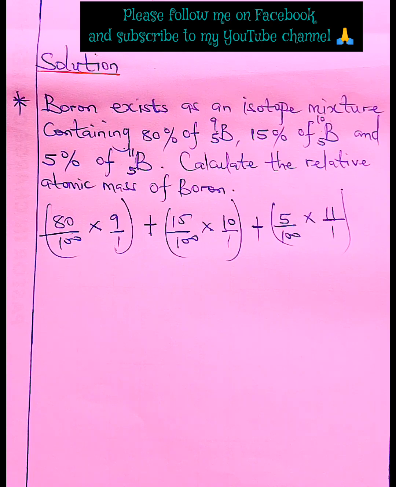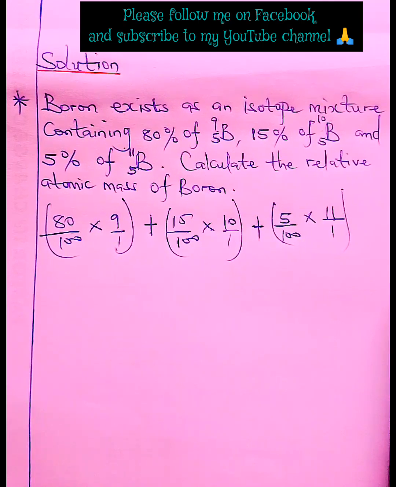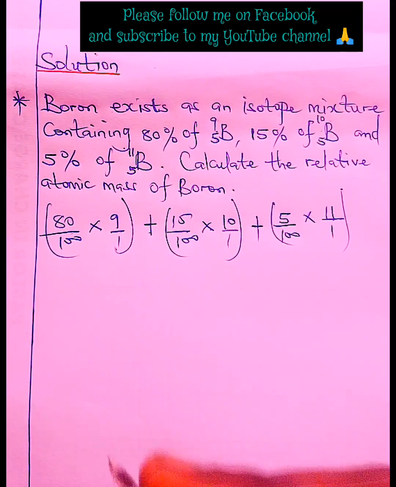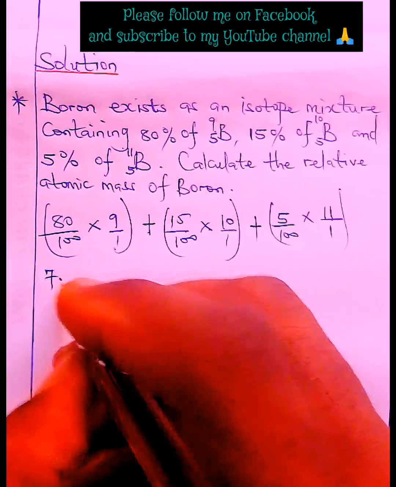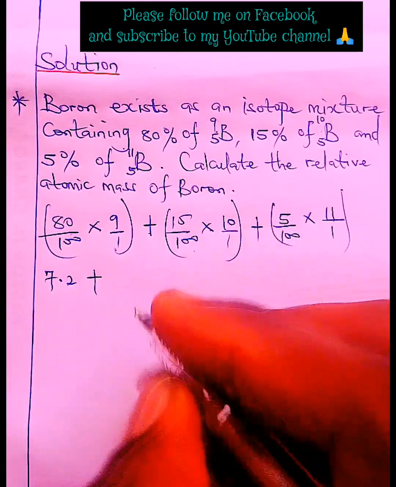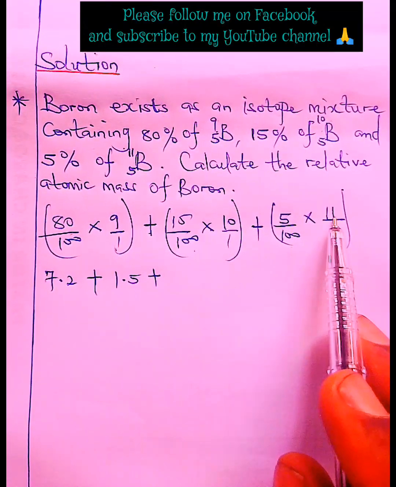By the time we do, we're going to get a partial atomic mass unit for each of the isotopes. The first we have here is 80 over 100 times 9 over 1. So let's punch that in: 80 times 9 divided by 100. So we have 7.2. So the partial atomic mass unit for the first isotope is 7.2. The next, 15 over 100 times 10 over 1, we can easily do this. That's 1.5.